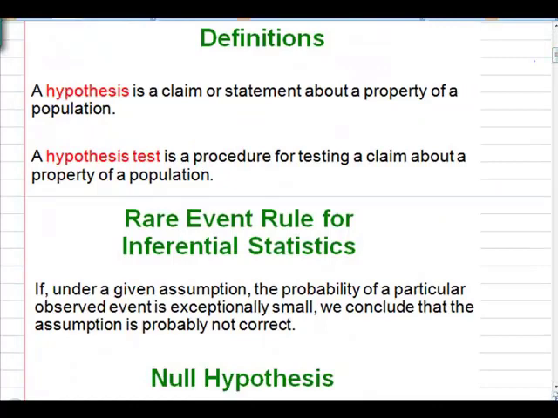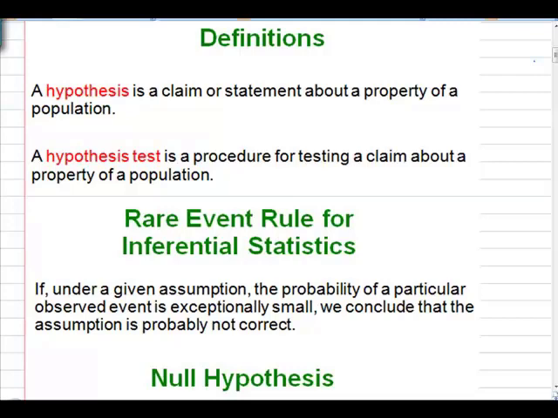Our first definitions: a hypothesis is simply a claim or a statement about a property of a population. Usually we're going to make a claim about a parameter for the population. And the hypothesis test is the procedure that we're going to use for testing that claim about a property of a population.